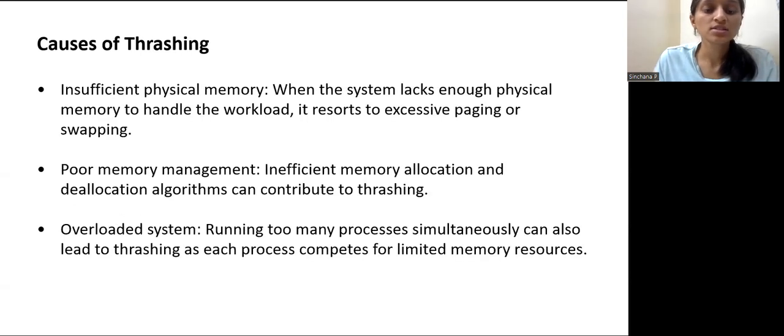Causes of thrashing. Insufficient physical memory: when the system lacks enough physical memory to handle its workload, it resorts to excessive paging and swapping. Poor memory management: inefficient memory allocation and deallocation algorithms can contribute to thrashing. Overloaded system: running too many processes simultaneously can also lead to thrashing, as each process competes for limited memory resources.